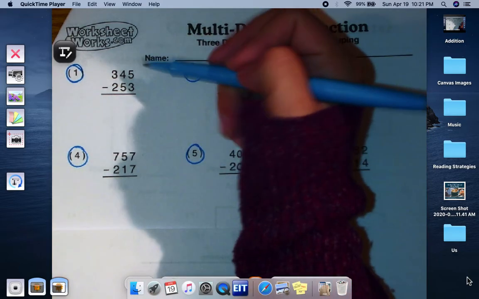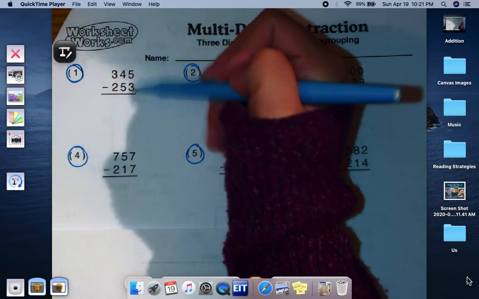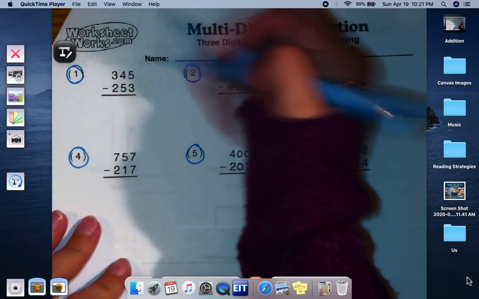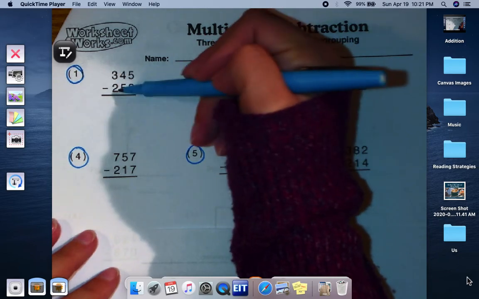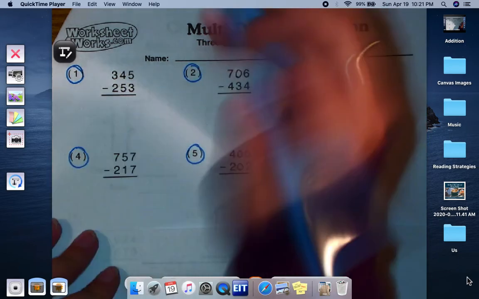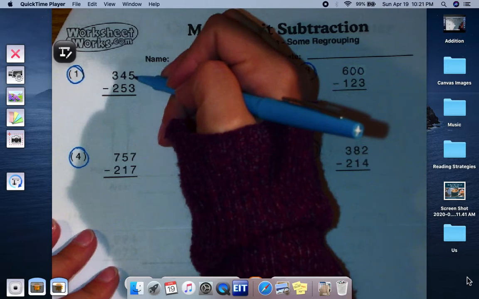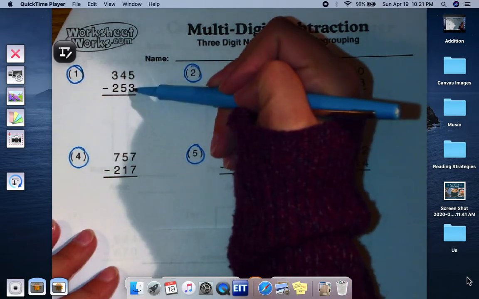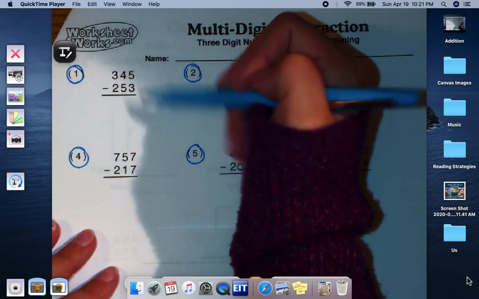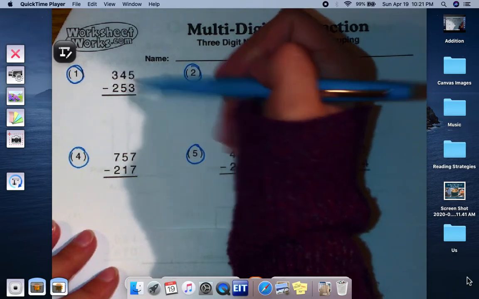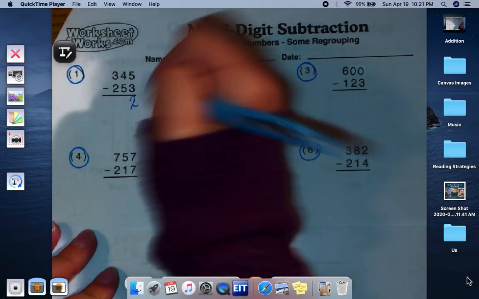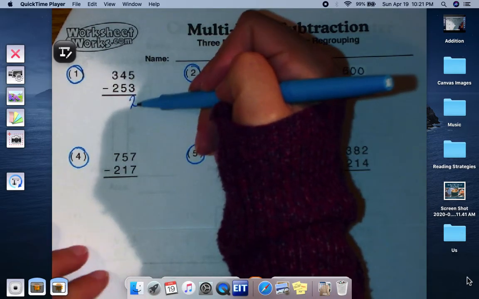Just like with addition, when I do subtraction, I start all the way in the ones place, all the way to the right. So I have 345 minus 253. I'm going to start in the ones place. 5 minus 3. Well, I have to ask, can I take 3 from 5? And the answer is yes. If you have $5, you can give me 3, and you would have 2 left over. 5 minus 3 is 2.